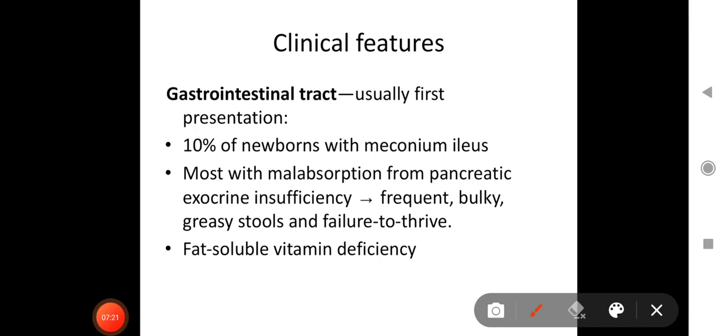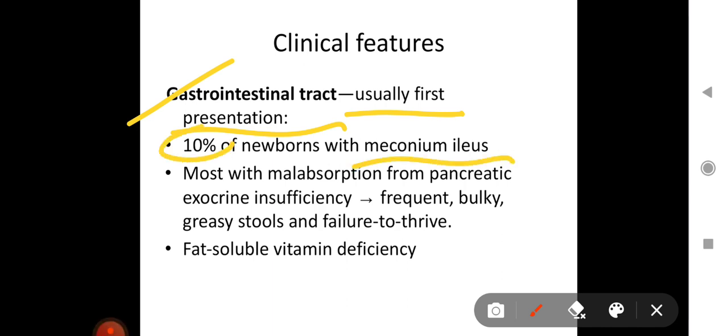Now, clinical features system-wise. Gastrointestinal tract is usually the first presentation, because in the newborn period it can present as meconium ileus. 10% of newborns with meconium ileus may have cystic fibrosis as the underlying disease. Most have malabsorption from pancreatic exocrine insufficiency. These symptoms are due to pancreatic exocrine insufficiency, which leads to frequent bulky greasy stools and failure to thrive.